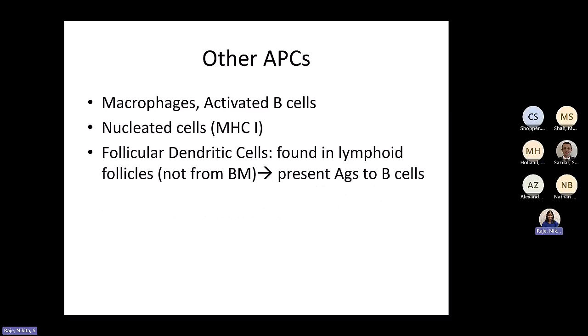And then that's the antigen presentation for T cells comes through those APCs. But for B cells, there are these follicular dendritic cells that are present in the lymphoid follicles. These do not come from bone marrow, right? These dendritic cells have nothing to do with the dendritic cells that we just talked about. And these follicular dendritic cells present antigens to the B cells in the follicles of the lymphoid tissue.